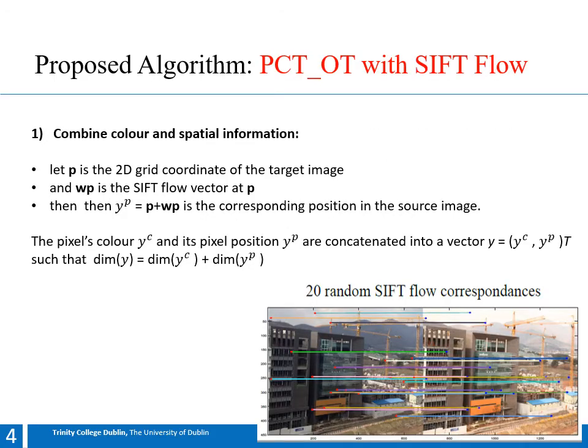The first step of our algorithm is combining the color and spatial information. Let us assume P is the 2D grid coordinate position of the pixels in the target image, and W is the flow vector estimated using the SIFT flow method. The corresponding position of these pixels in the source image can be computed by adding P and W. After computing these new positions, we concatenate the color and the new position into a vector Y in 5D space. The 5D comes from the 3D RGB colors and the 2D position.